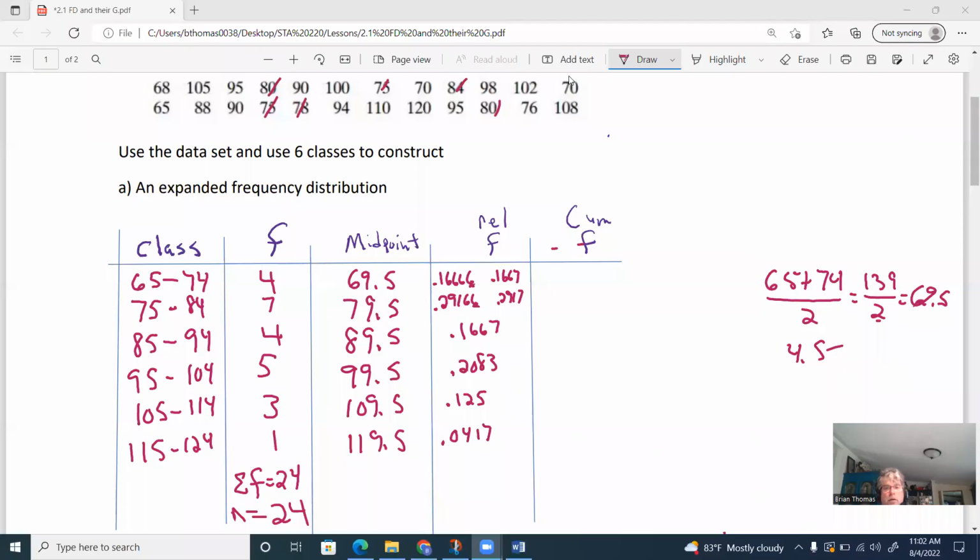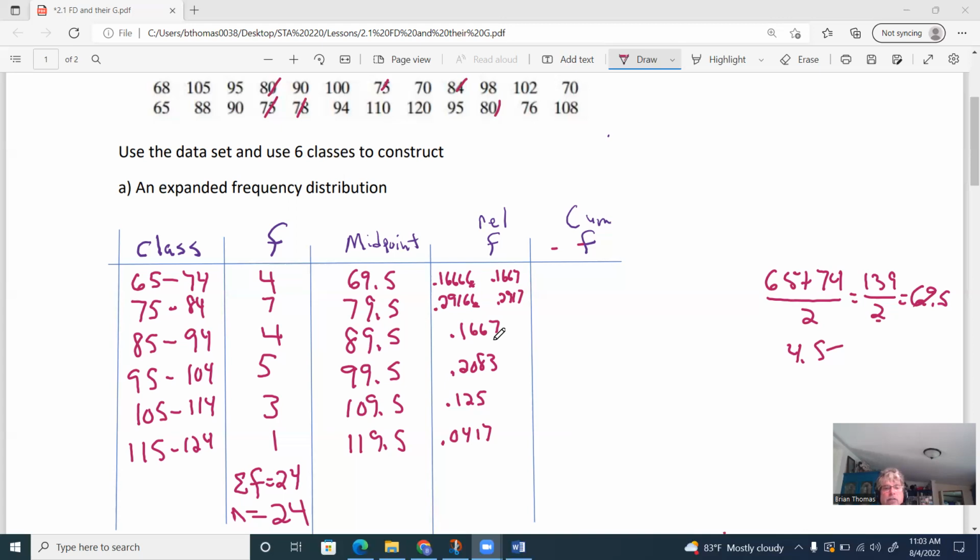So as I move forward, since the frequency here was 4, that should be the same thing as this top class of 65 through 74. So I shouldn't really have to do that math since it's the same. Again, I'm getting as a decimal 0.1667. And if I move the decimal 2 places to the right, that would change it into a percent, which would be 16.67%. So that tells you how much of the data is between 85 and 94.